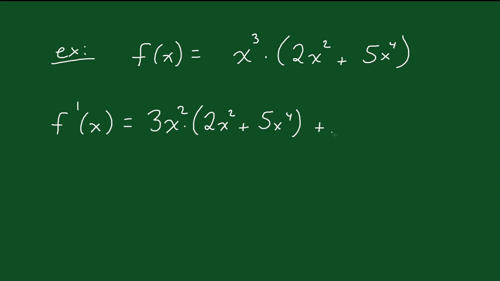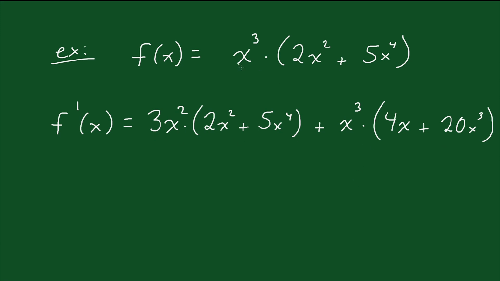And then we're going to add the first function, x cubed, same, multiplied by the derivative of the second function. So the second part here, 2x squared, we take the derivative of that, we get 4x. And then 5x to the 4, we get 20x to the 3, right? 4 times 5 is 20. We reduce that 4 by 1 to get 3, just a recap of the power rule. And now this would be your final answer.